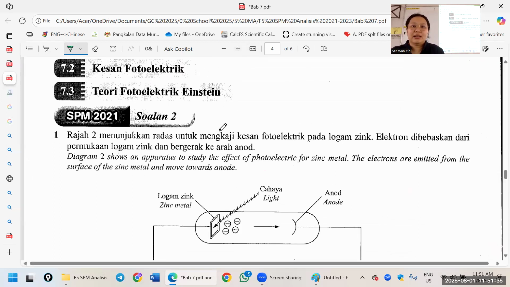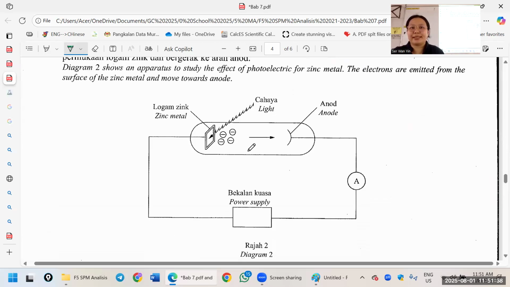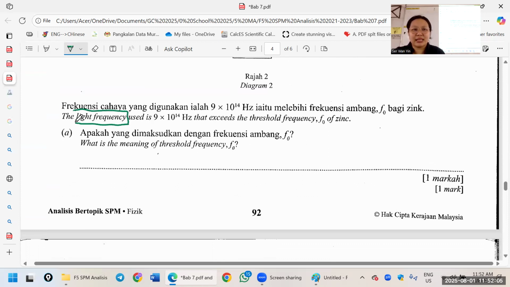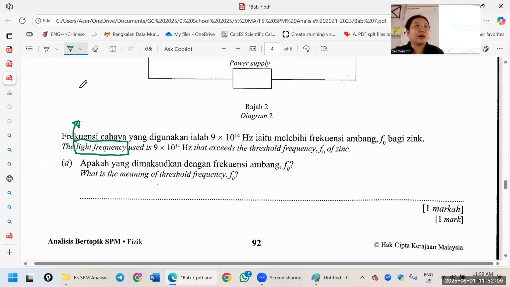Okay, so seems like you understand, yes. Let's do the subjective. Diagram 2 shows apparatus to study the effect of photoelectric for zinc metal. This is a zinc metal. The electrons are emitted from the surface of the zinc metal and move towards the anode. From negative to positive and flows inside lah. Now, the light frequency. When they say light frequency, let's recall E equals to W naught plus K max. Light frequency is related to E or W naught or K. E, because E equals to HF.